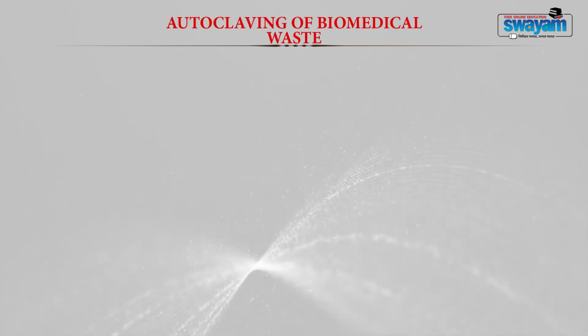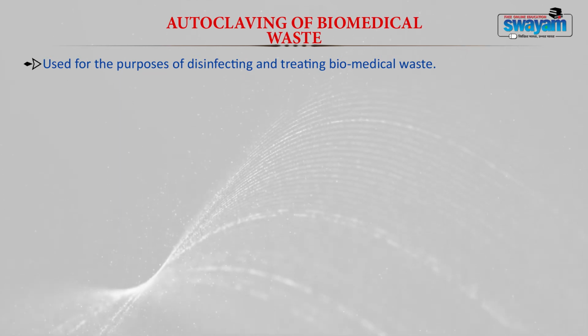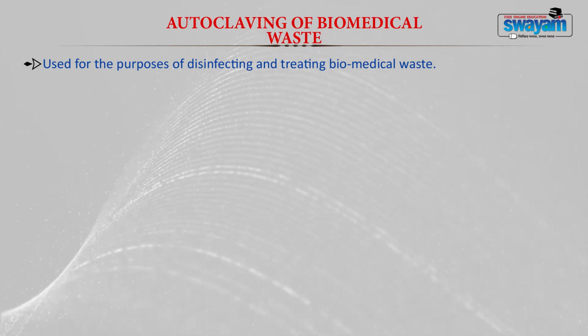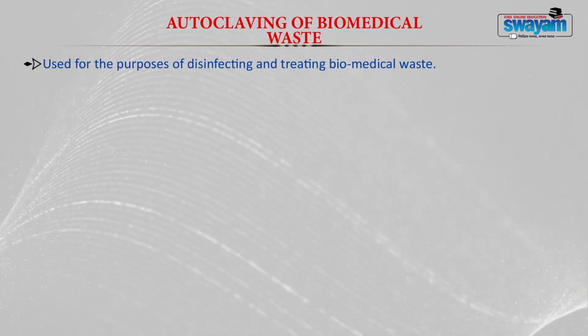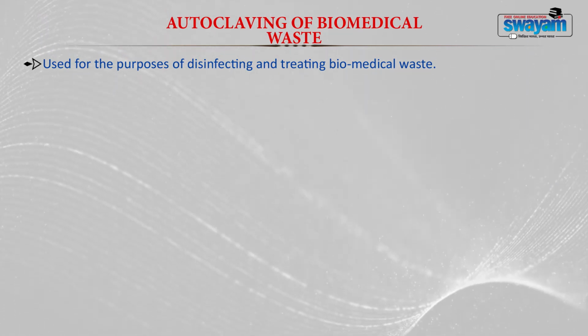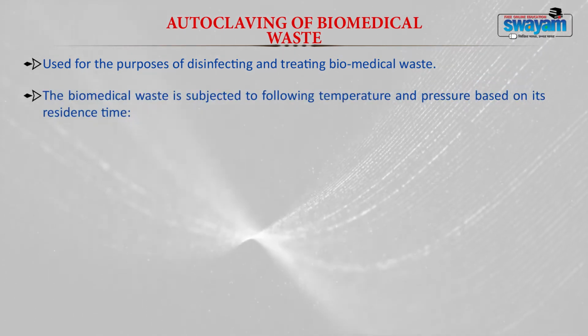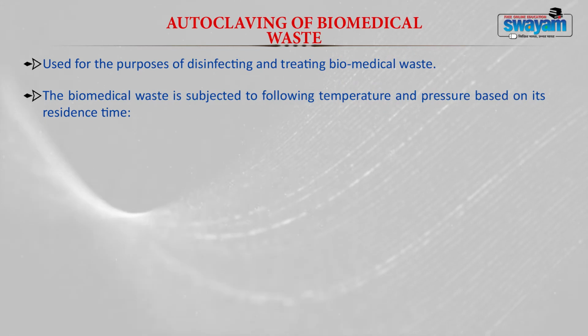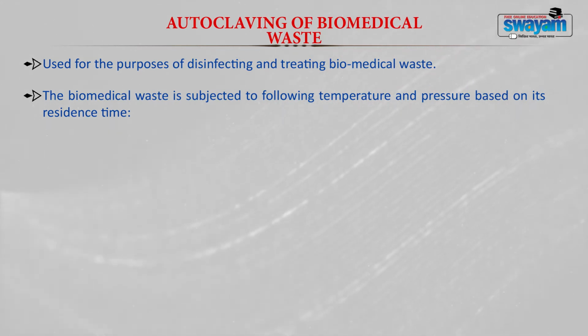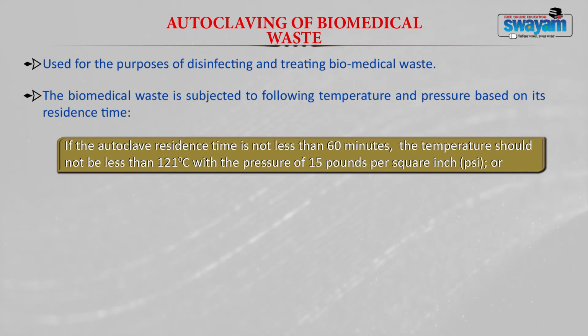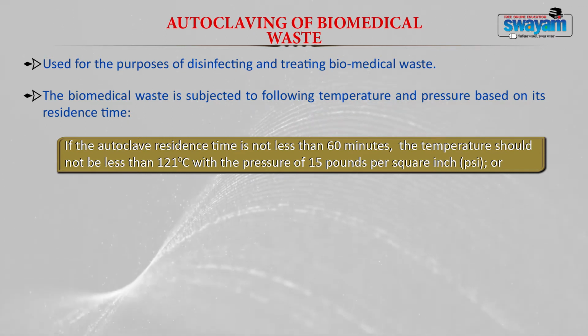The second type of process is autoclaving. Now, autoclaving again is another important treatment method that is used for biomedical waste. It is used for the purpose of disinfecting and treating biomedical waste. Now, the biomedical waste is generally subjected to the following temperature and pressure conditions based on the residence time. If the autoclave residence time is not less than 60 minutes, the temperature should not be less than 121 degrees Celsius and the pressure should be around 15 pounds per square inch.